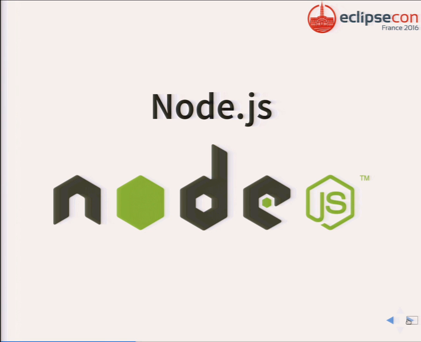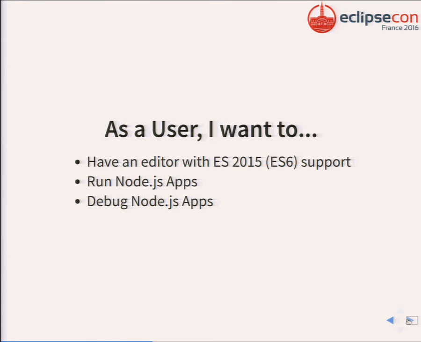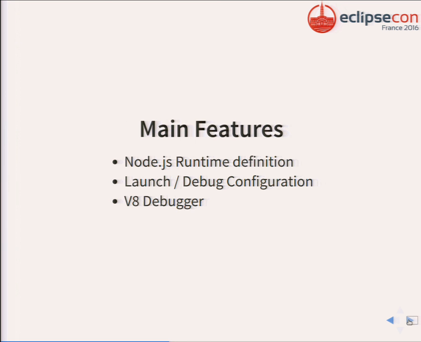The other big thing is Node.js support. There was no Node.js support in Eclipse, so it was decided to implement it from scratch. And we were focused for Neon on a very simple user story. As a user, I want to have an editor with ECMAScript 2015 support. I want to run Node.js applications, and I want to debug them. And we were able to do that.